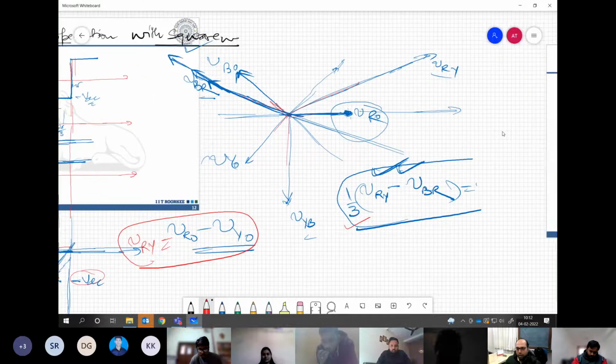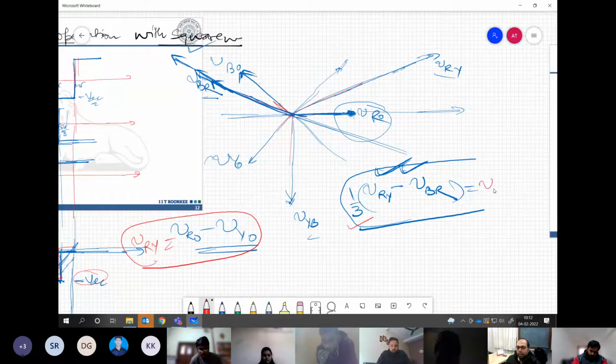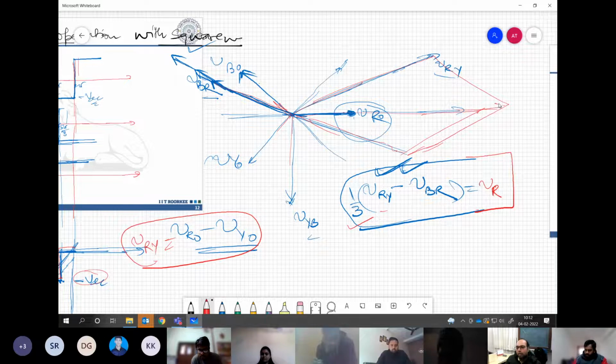Take this vector again, which is VRY minus, I will not write any subscript over here as of now, instead I will write VR. So another phase voltage is there. Now what we need to do basically, VRY is there already and VBR is there. So we are taking negative of that, and if you add it vectorially, what you are going to get is basically 3 times VR. So we need to divide it by 3 to get the actual phase voltage. That's the simple thing, right?